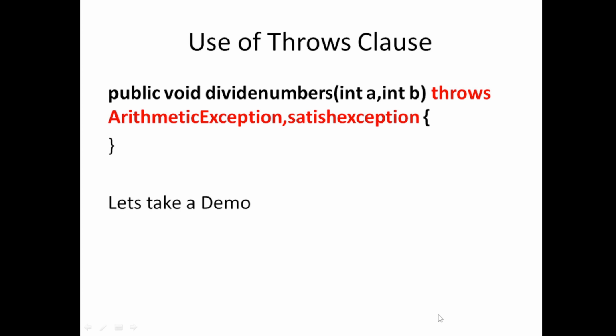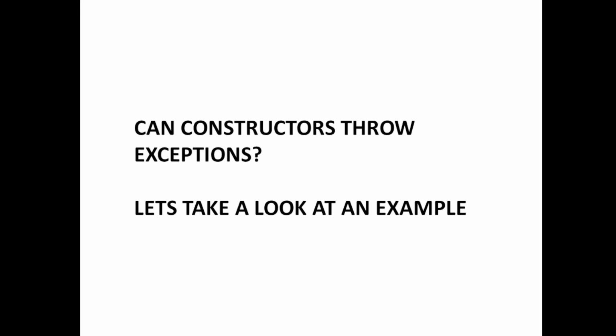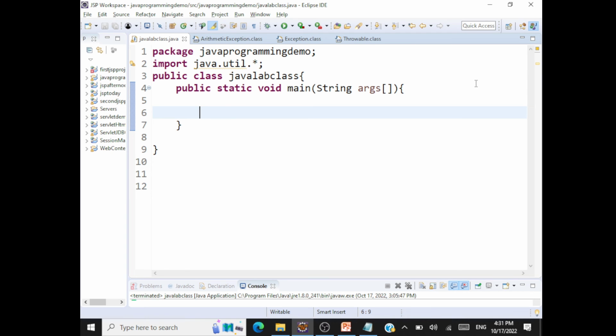So these are some of the understandings we have. You are now convinced constructors can throw exceptions, and you have to handle them while you're creating the objects for those specific classes. So what we are going to discuss now is the finally block in Java. So what is the use of this finally block?